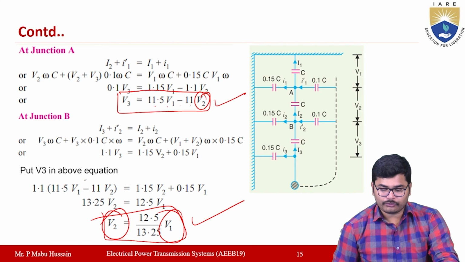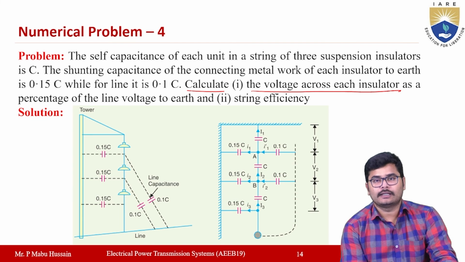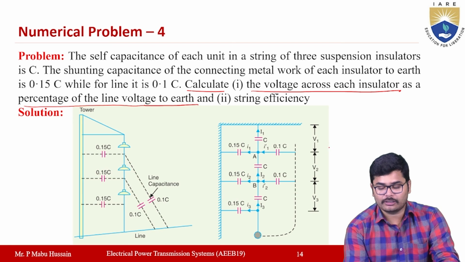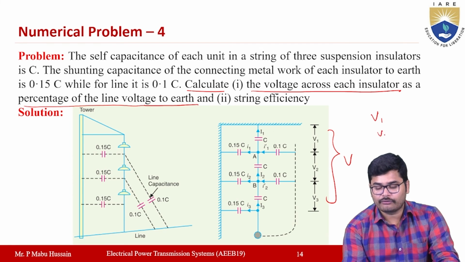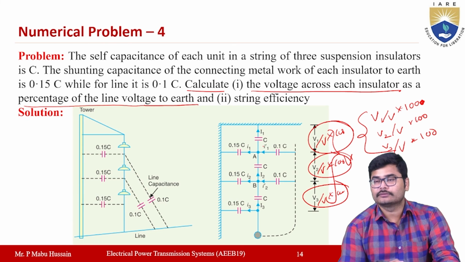Now what we need to find out in the problem is to calculate the voltage across each insulator as a percentage of line voltage to earth. Line voltage to earth is nothing but the total voltage V. So you have to find the voltage across each insulator, which is V1, V2, V3, each as a percentage of V. That means you have to divide by V and also multiply by 100. So V1 by V multiplied by 100, V2 by V multiplied by 100, V3 by V multiplied by 100. These values we have to determine.